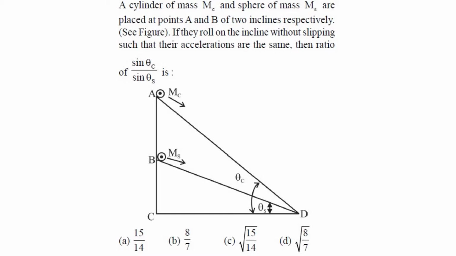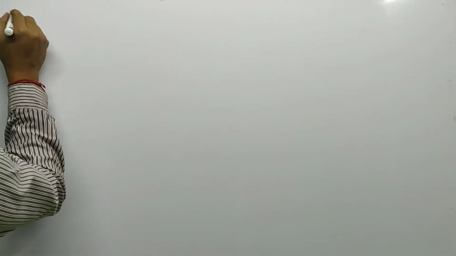A cylinder of mass m c and a sphere of mass m s are placed at points A and B of two inclines respectively. If they roll on the incline without slipping such that their accelerations are the same, then the ratio of sin theta c divided by sin theta s is. Solution.